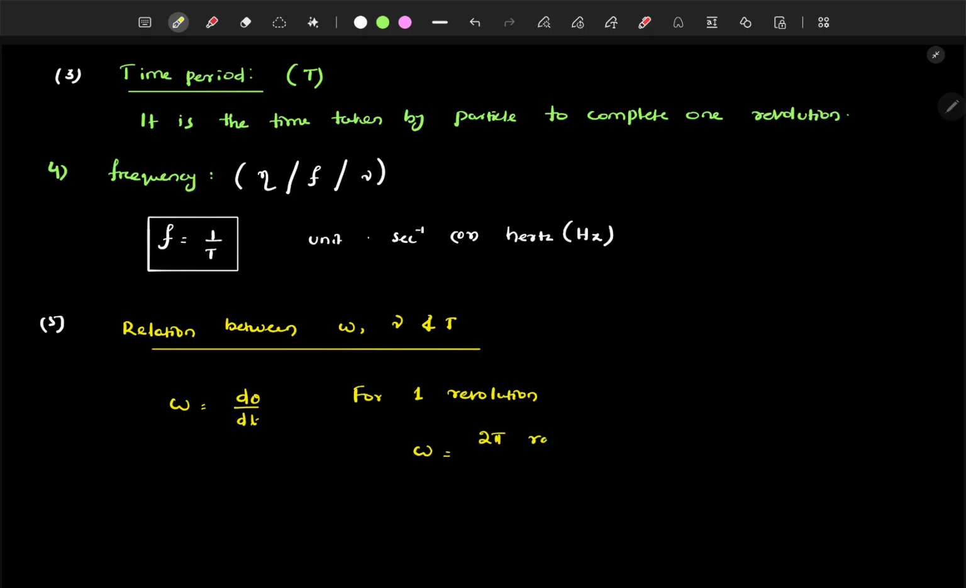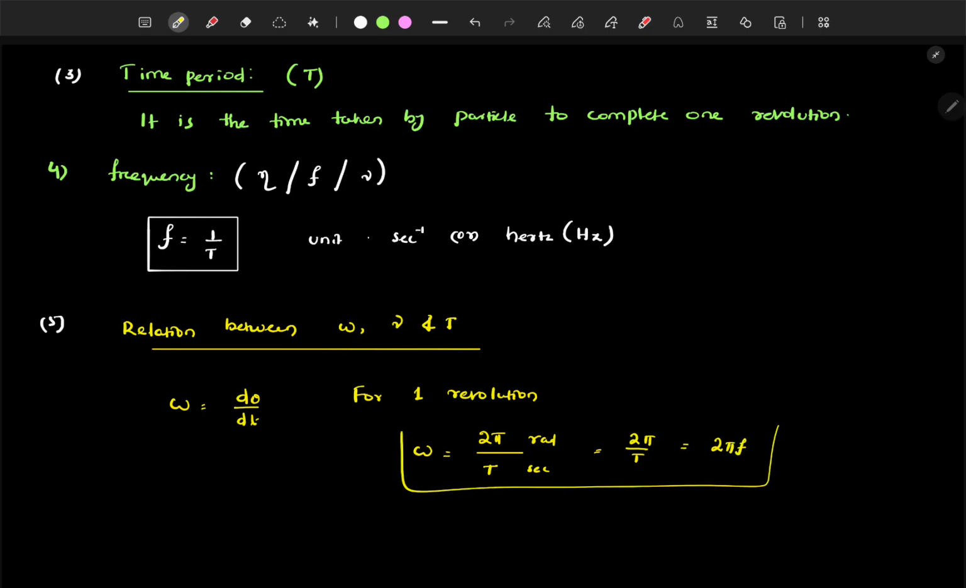Yes, and for one revolution, the time required by the particle is called T second. That is equal to 2 pi by capital T. So omega is equal to 2 pi by capital T. Yes, 1 by time period is frequency, so that is 2 pi f.